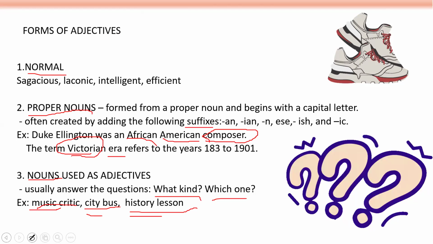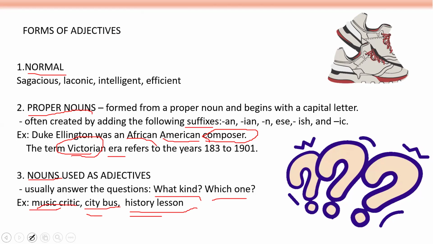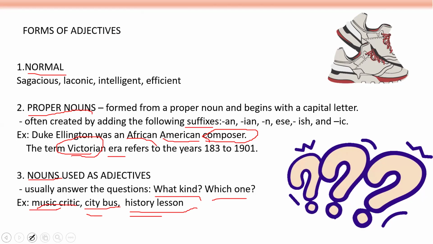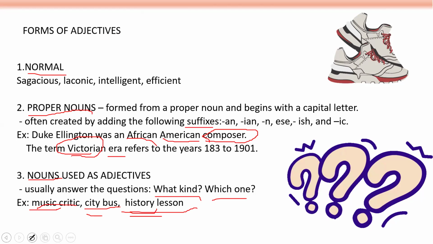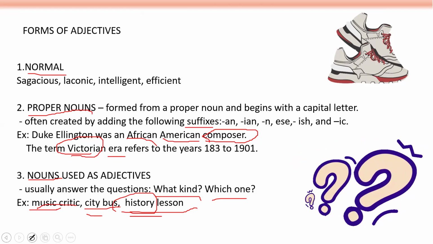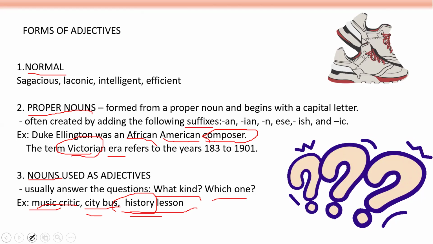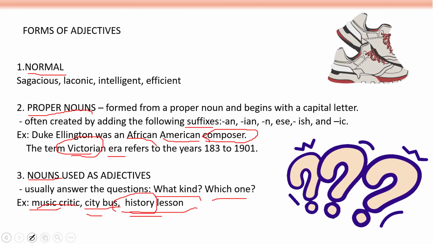All right? What kind of critic is he? He's a music critic. What kind of bus are we waiting for? We're waiting for a city bus. What lesson will she be teaching? A history lesson. Okay? It still answers what kind and which one. Any questions? All right.